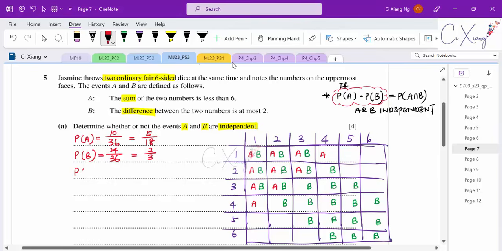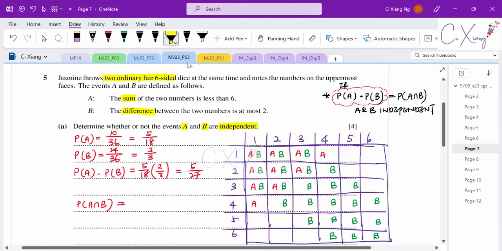Now I want to find the value for A multiplied with B. If you take A multiplied with B, you have 5 over 18 multiplied with 2 over 3, and this should be 5 over 27. I've settled the left hand side of the formula. Now I want to focus on the right hand side, where I am looking for the value of A intersect B.